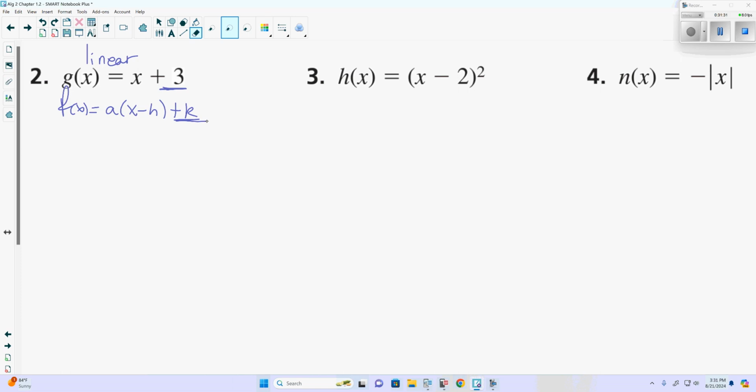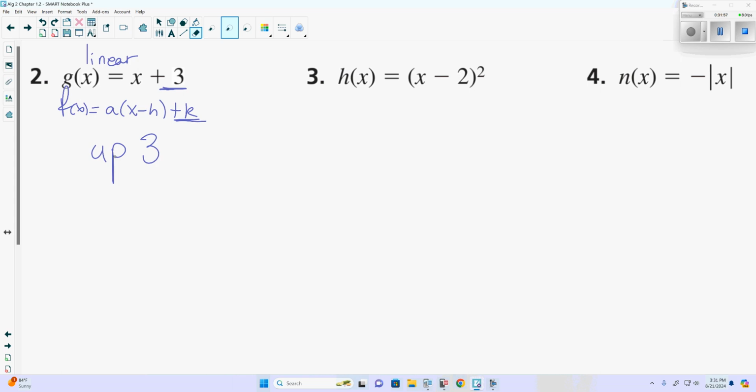K moves it which direction? Up, down, left, right? Up or down, yes? How far are we moving? 3. 3 up. And since it's positive, we're moving up. Since it's plus 3, positive is telling us moving up 3. Because if it's outside the parentheses or absolute values, it's exactly what it looks like. Plus 3 is up 3.